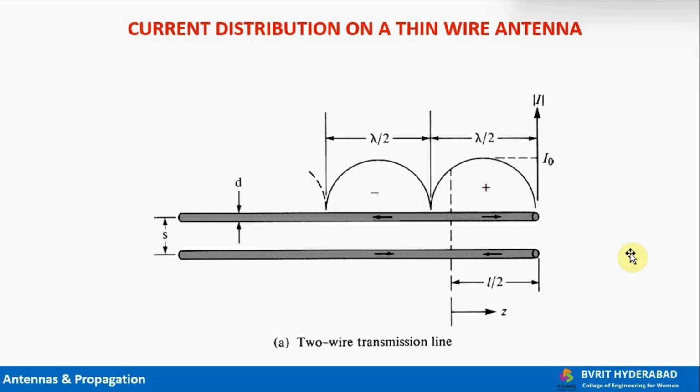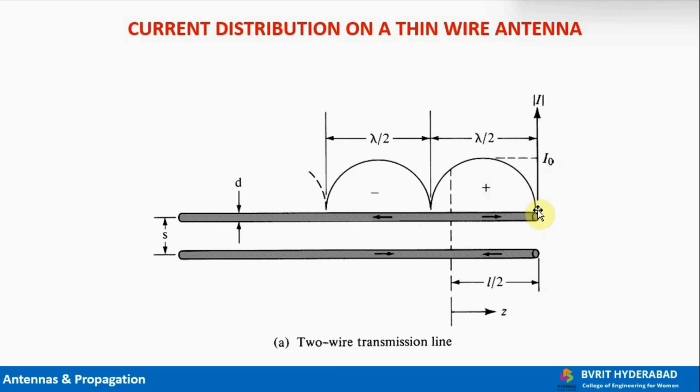In order to illustrate the creation of the current distribution on a linear dipole and its subsequent radiation, let us first begin with the geometry of a lossless two-wire transmission line as shown in the figure. The movement of the charges creates a traveling wave current of magnitude I naught by 2 along each of the wires. When the current arrives at the end of each of the wires, it undergoes a complete reflection, which equals the magnitude and 180 degrees phase reversal.